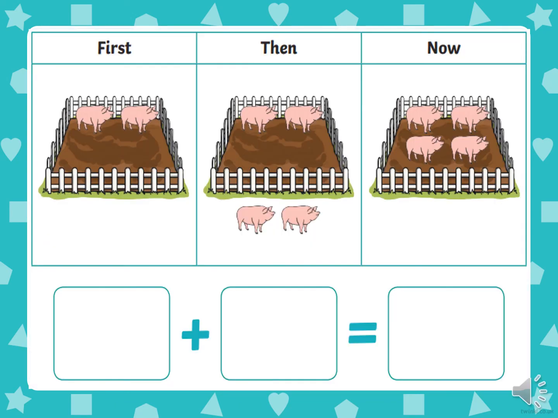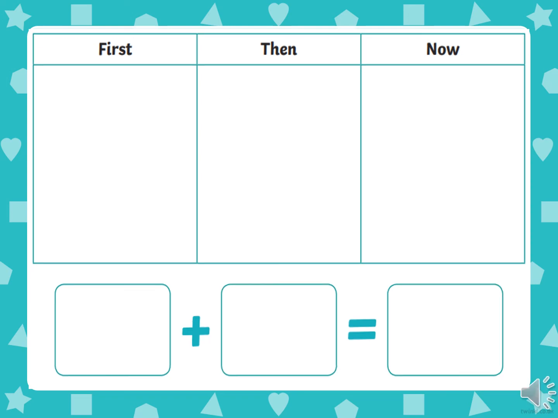Here is another example of a first, then and now addition story. Try and do this by yourself and make sure you write the sum underneath. Then you can go on to make your own first, then and now addition story using objects that you have at home. Make sure you draw the objects that you are using for your first, then and now addition story, and then once you've done that you can upload your pictures onto Class Dojo and onto Tapestry.